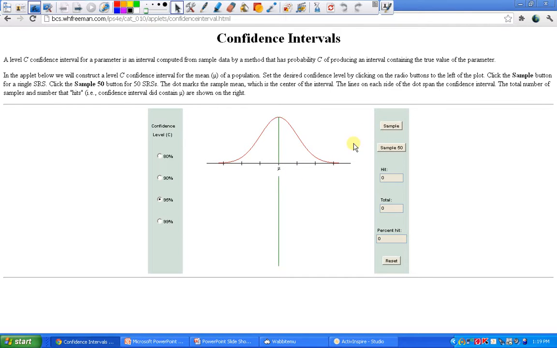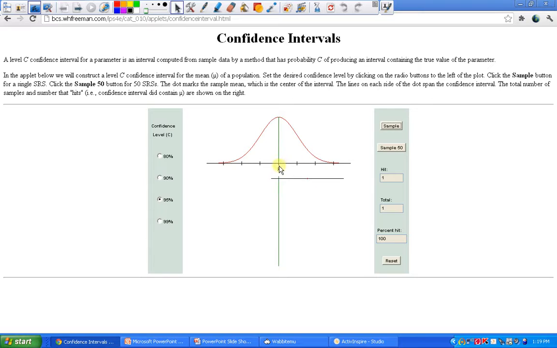So let's take a look at the first sample that we do. This is the sample that we get. Notice that it is within 2 standard deviations. This is the markers for 2 standard deviations. It's within that. So when we go 2 standard deviations to the left and 2 standard deviations to the right, notice that it does include the population mean.